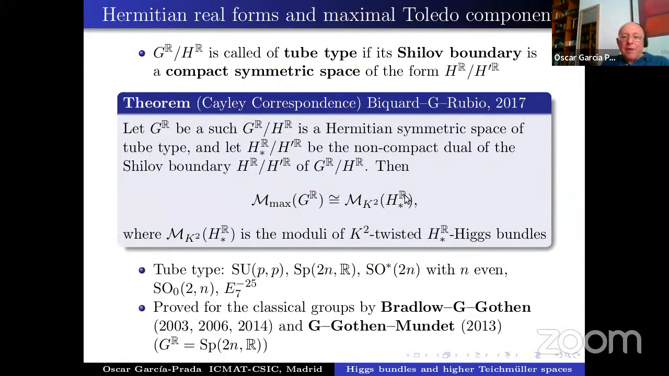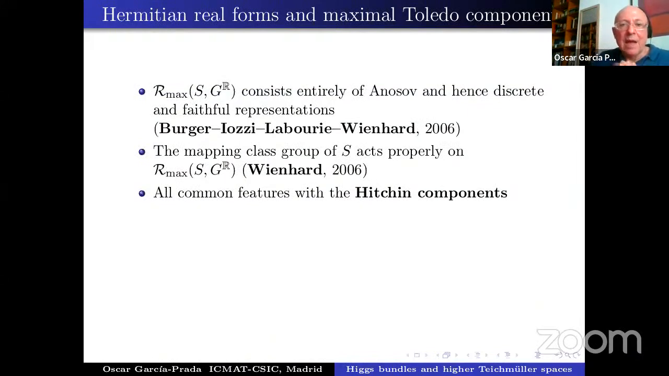And so this was proved one by one for the classical groups in several papers with my collaborators, Steve Bradlow, Peter Gothen, and Ignacio Mundet, for different cases. And then the general proof, not using the classification theorem, was given with Biquard and Rubio.